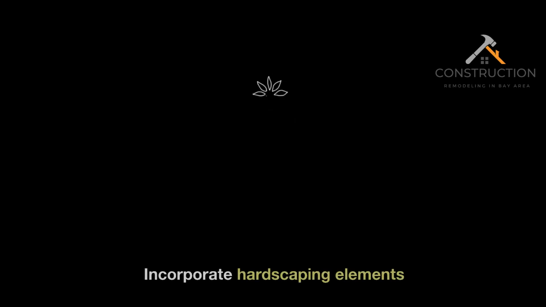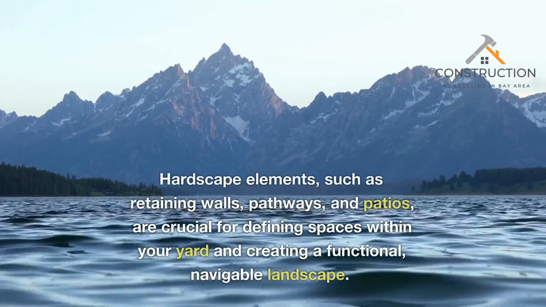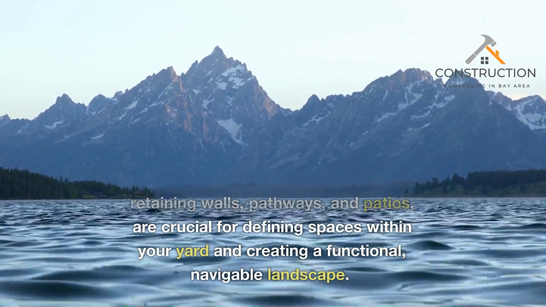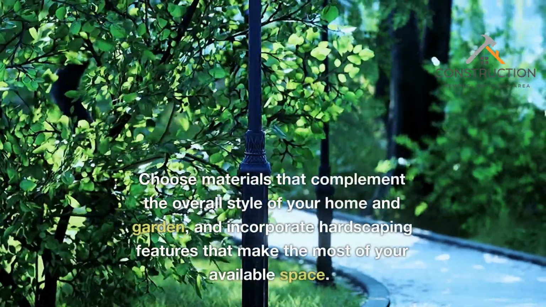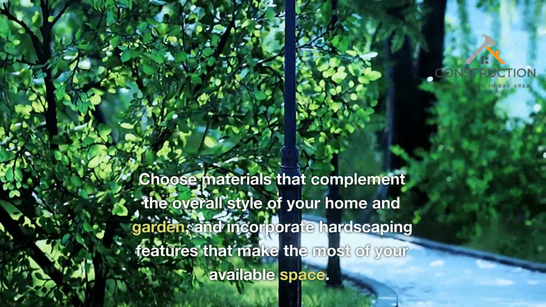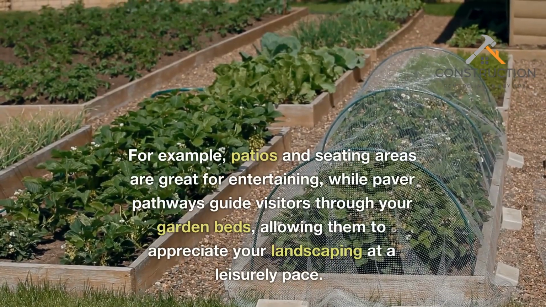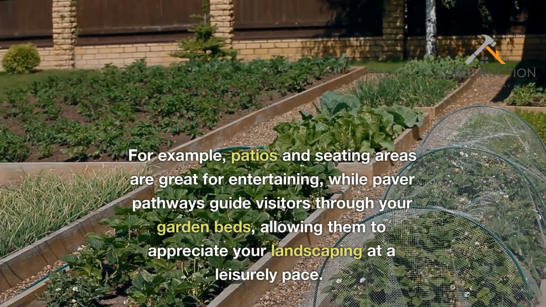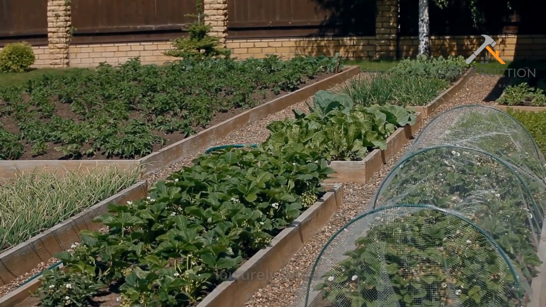4. Incorporate hardscaping elements. Hardscape elements, such as retaining walls, pathways, and patios, are crucial for defining spaces within your yard and creating a functional, navigable landscape. Choose materials that complement the overall style of your home and garden, and incorporate hardscaping features that make the most of your available space. For example, patios and seating areas are great for entertaining, while paver pathways guide visitors through your garden beds, allowing them to appreciate your landscaping at a leisurely pace.